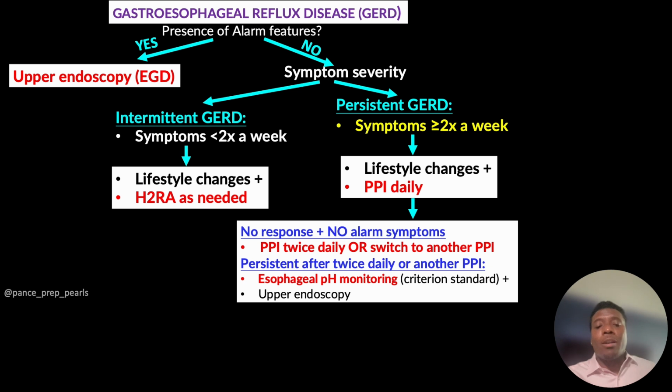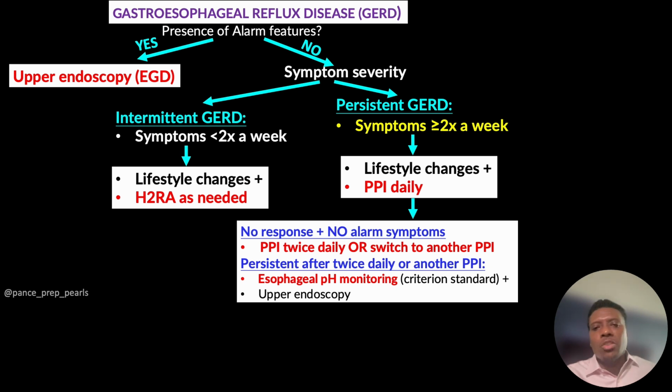This is my simple chart or algorithm. If they come with alarm symptoms, odynophagia, dysphagia, weight loss, you should do an upper endoscopy with biopsy to rule out complications of GERD. If they have classic GERD and it's intermittent GERD, less than 2 times a week, we do lifestyle changes and you can add on an H2 blocker as needed. If they have persistent GERD, defined as symptoms 2 times a week or greater, we want to do lifestyle changes and we often can add on a daily proton pump inhibitor.